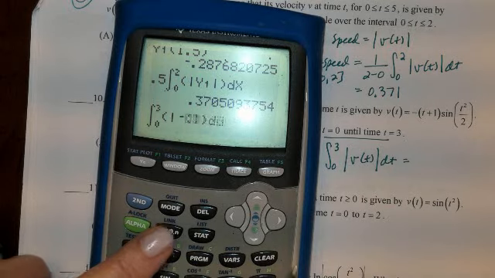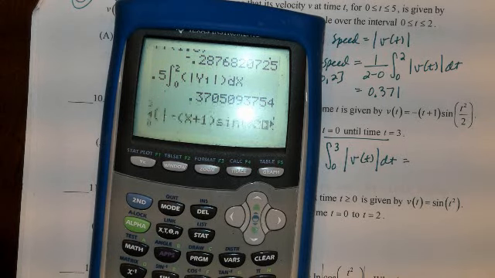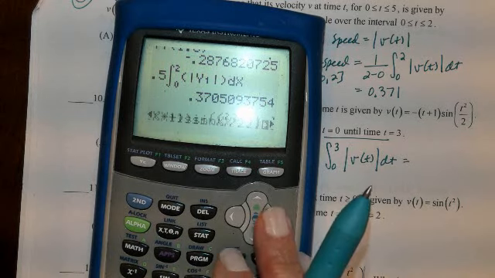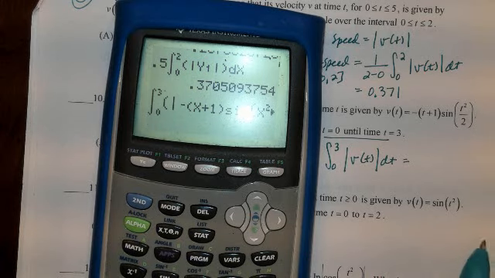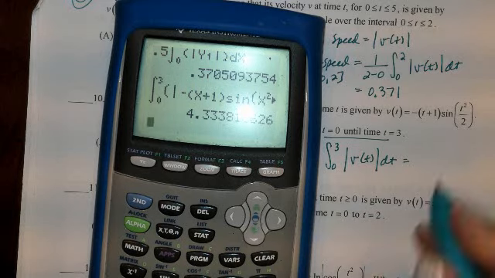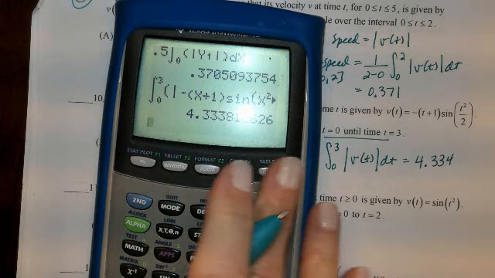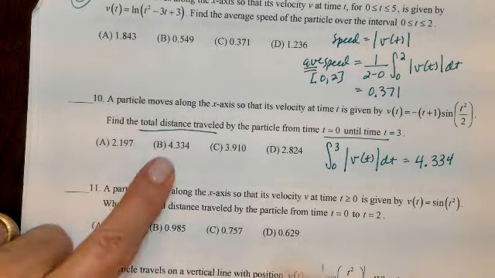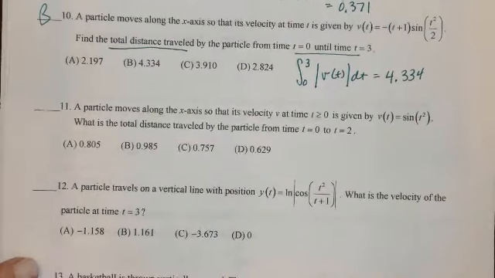So negative x plus 1 in parentheses, and then sine of x squared over 2, dx. Didn't really need that negative since we're taking the absolute value of it, but this is it. 4.334. 4.334, and we're good. Okay.